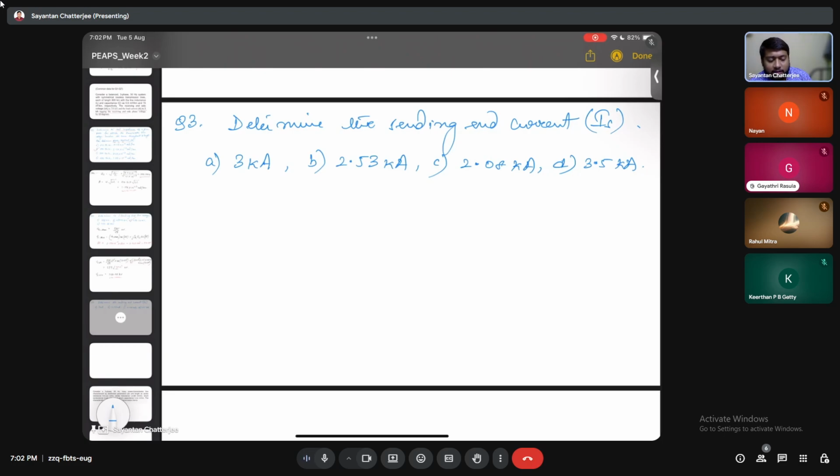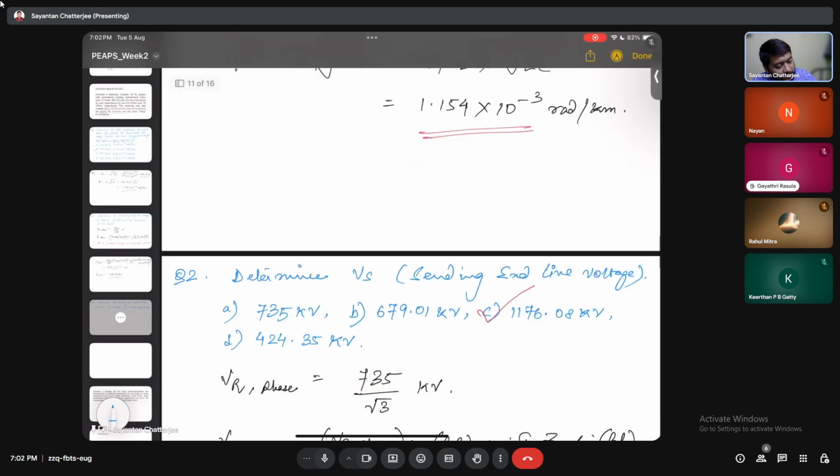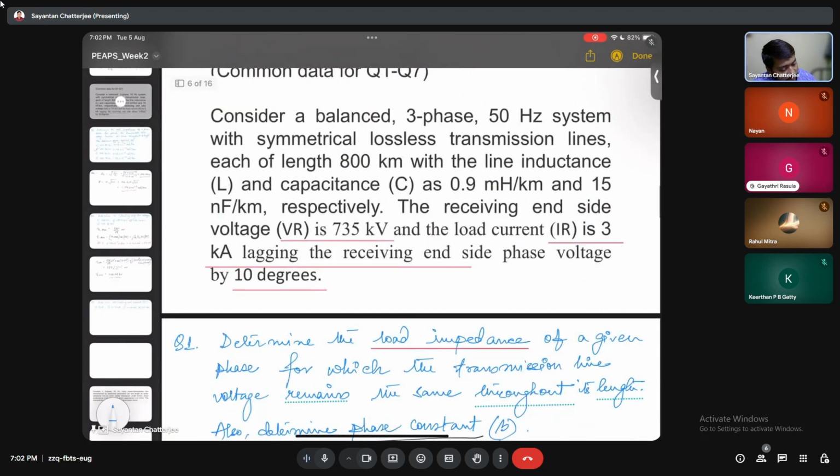So when nothing is given, like I mentioned previously, and no specific terminology is mentioned about whether the voltage is line voltage or phase voltage, in that case always consider this 735 kV as a line voltage. When you consider 735 kV as line voltage, it is already inferred that the system is in star. If we convert line voltage to phase voltage, we divide by root 3.